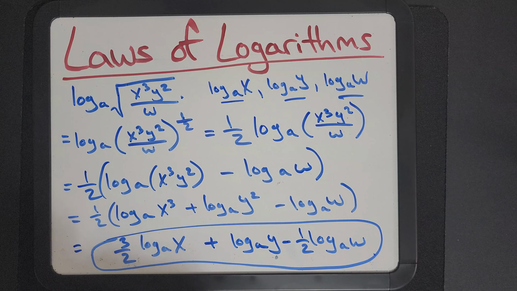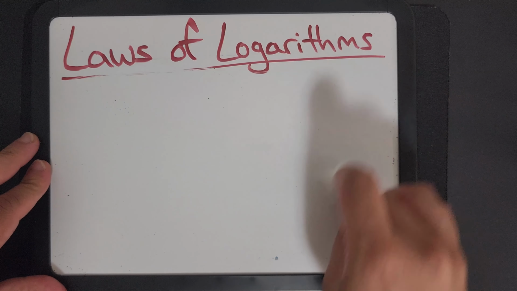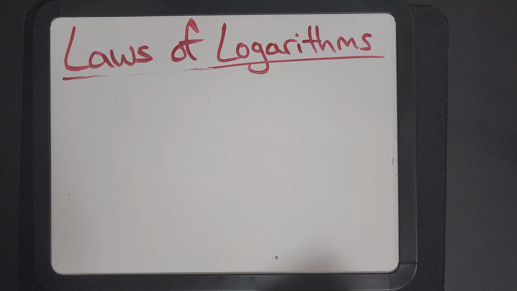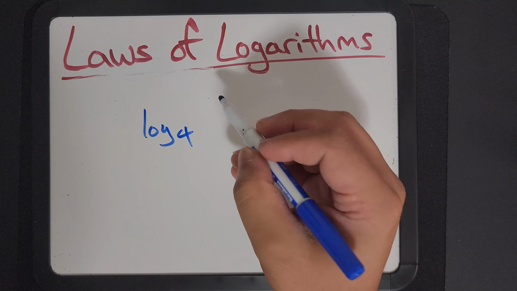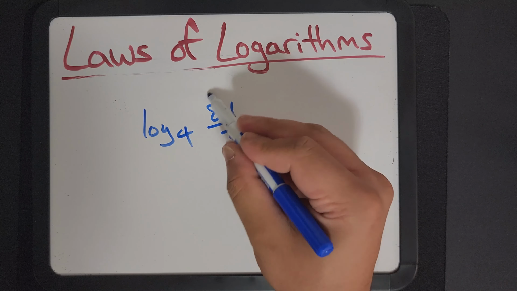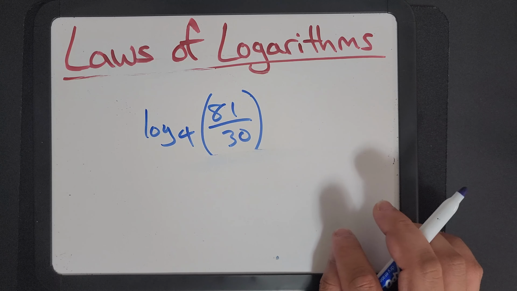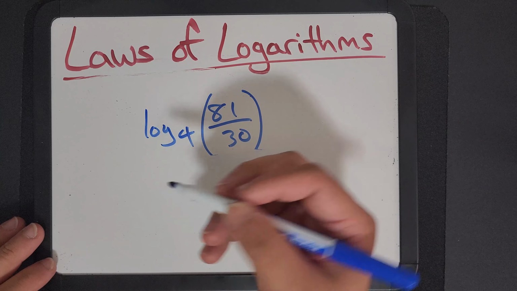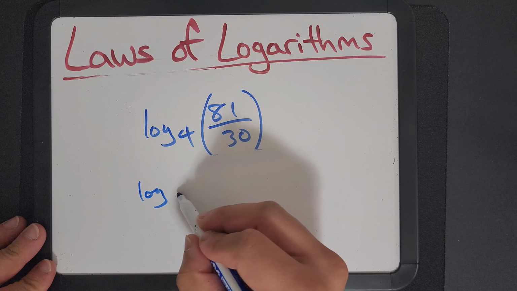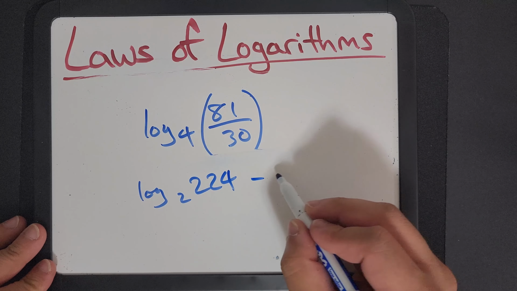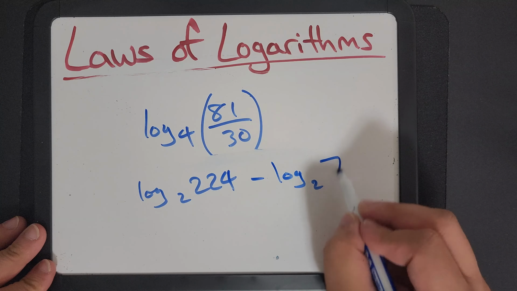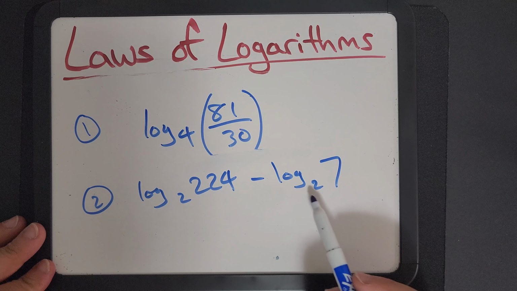So that is all the examples I'm going to go through in this one. I'll leave you with a parting gift. Maybe, let's see. Evaluate that one. Maybe even you can do, let's see. So that's 1, that's 2. That's log base 2 of 224 minus log base 2 of 7.